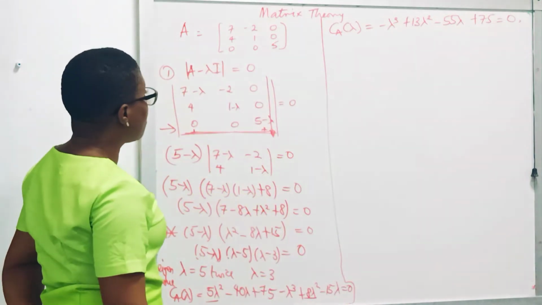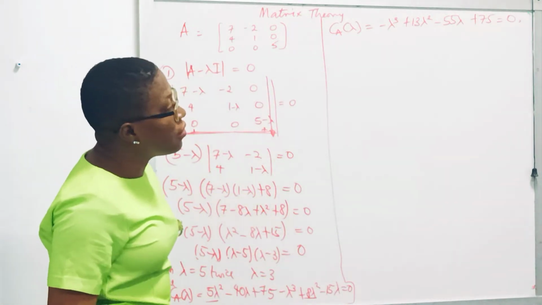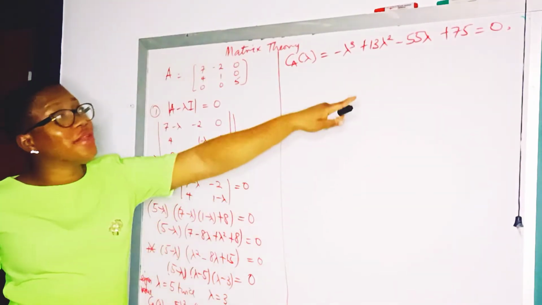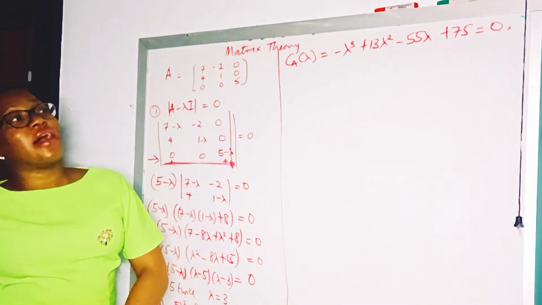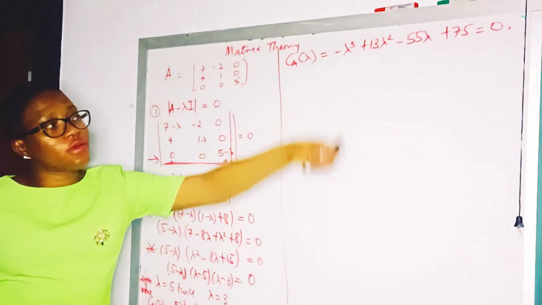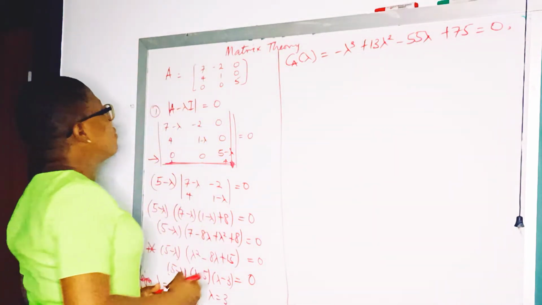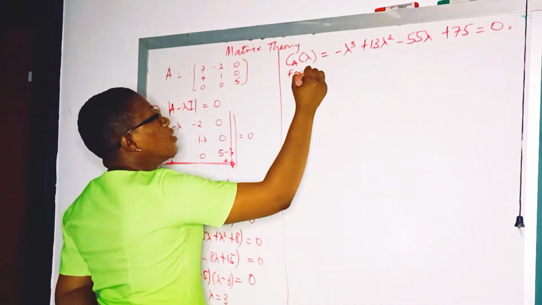The next thing: if it's the characteristic polynomial, you don't write equal to 0, but if it is the characteristic equation, you write equal to 0. Now, corresponding eigenvectors, for lambda is equal to 3.